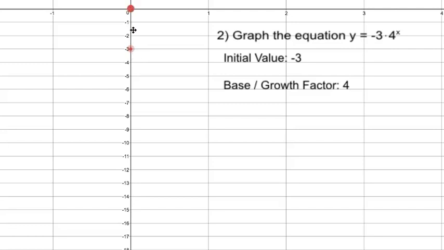Now to find my next y value, the y value when x is equal to 1, I take negative 3 and multiply it by the base, which is 4, meaning that when x is 1, my y value will be negative 12. Now I can do this again to find the y value when x equals 2 by taking the y value at 1 and multiplying it by 4. So negative 12 times 4 would be negative 48, which means that that point for 2 is way, way, way down here. And you can see I've already plotted it for convenience sake.